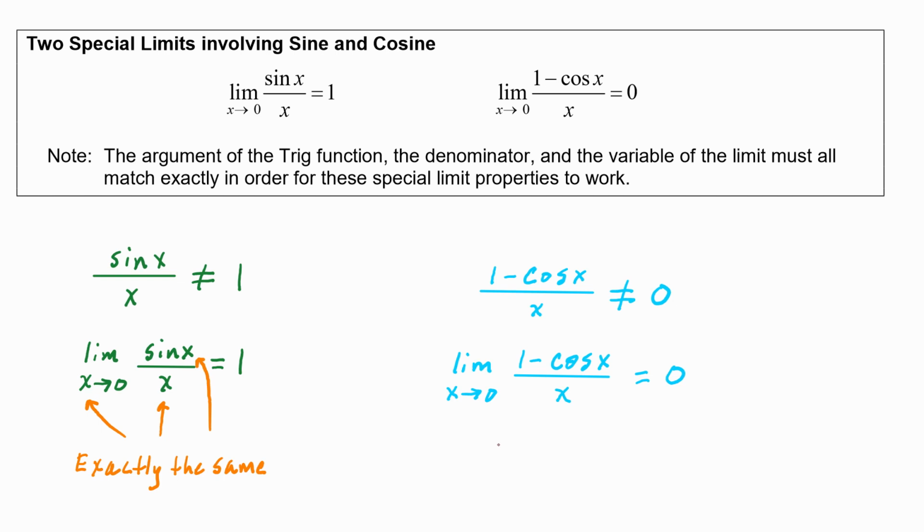And a reminder that the variable of the limit, the variable in the denominator, and the variable that is the argument of the trig function, all three of those must be exactly the same.